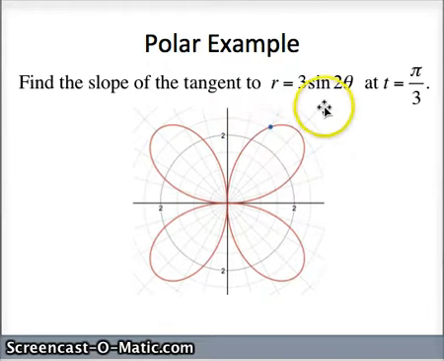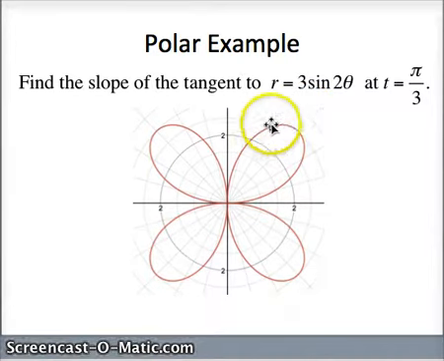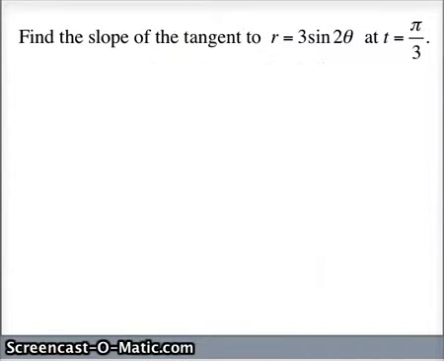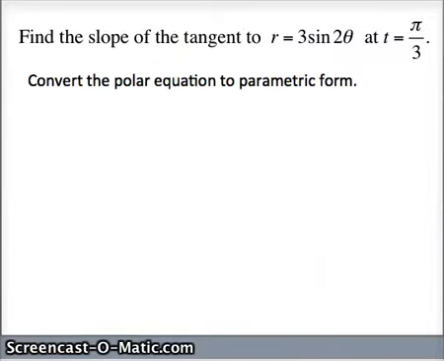Just sort of drawing it in by hand here, you can see that the slope of the tangent is a positive number. Looks like it's maybe smaller than 1, just to eyeball it, but it's some sort of positive number. We want to find that slope of the tangent. We're going to use parametric representation to get there. So again, here's our question.